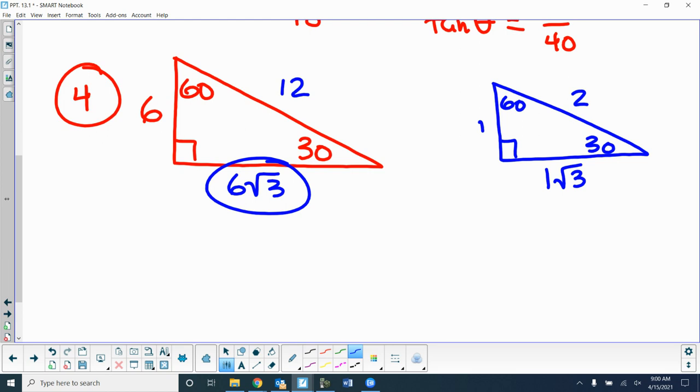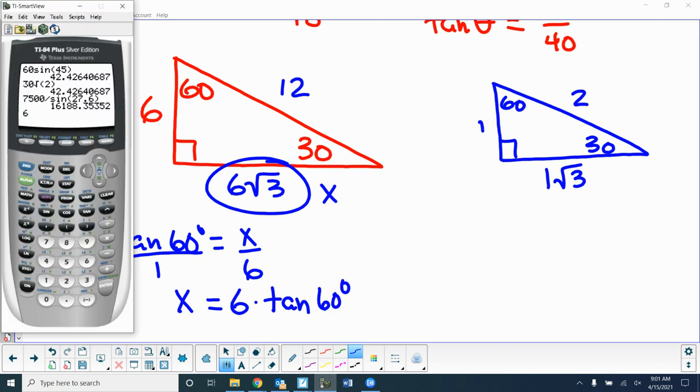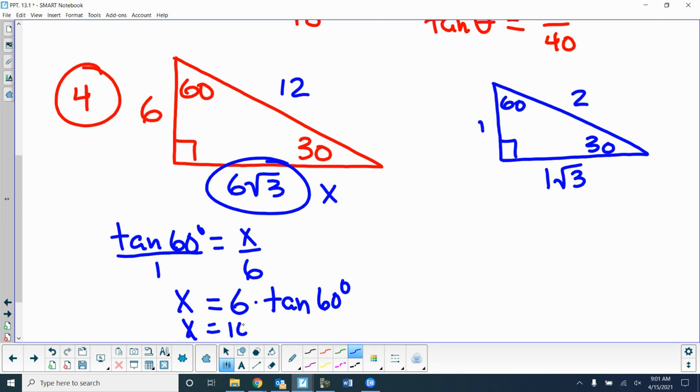Now, those of you that did a trig function, I'll just do that for you. You're looking for this. Here's the 60 they gave you, opposite and adjacent. So I do tangent of 60 equals x over 6. Which means if I cross multiply, turn it into a proportion, x equals 6 times the tangent of 60, which is 10.4. So if you got that, you did it right.